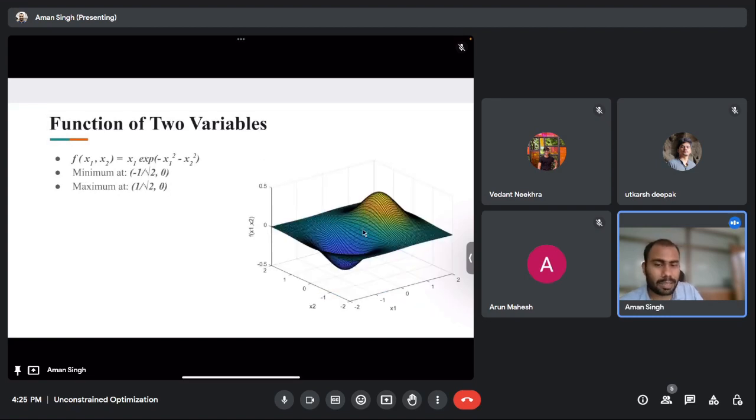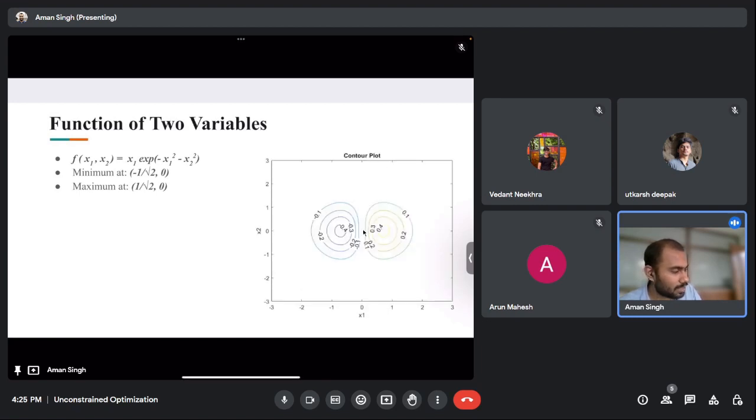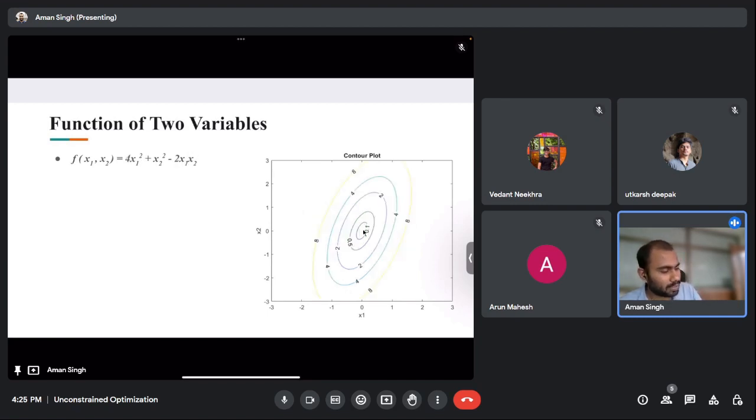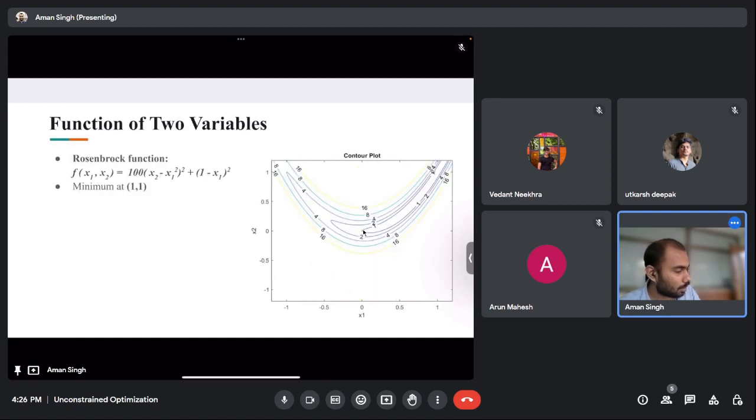Then there is another function, x1 times exponential of minus x1 square minus x2 square, and it has one valley and one peak. Just by analysis of the contour plots, you can see that the minimum is at (minus 1 by root 2, 0), and the maximum is at (1 by root 2, 0). Then this is one more function of two variables, but here instead of the contour plots being circles, they are ellipses. But still you can find the minima of such a function. And then there is a very popular function in optimization literature called the Rosenbrock function, which has contour plots as shown in the graph, and it has a minimum at (1, 1).